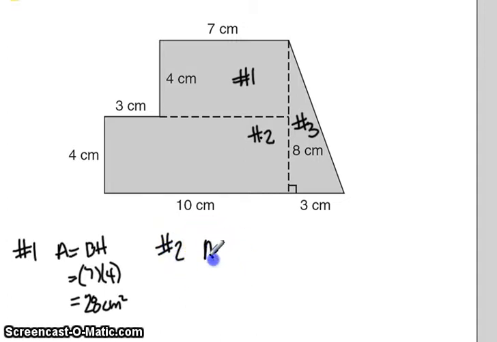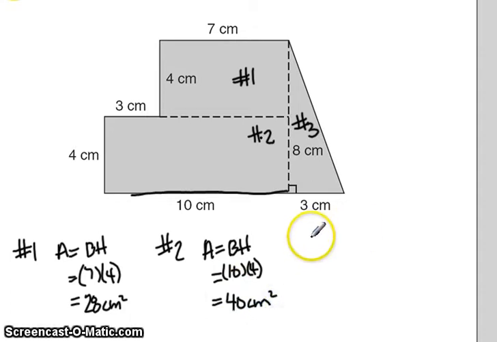Okay, let's figure out number 2. Again, we still have a rectangle, so we're going to use area equals base times height. Okay, the base of this rectangle is right here, so that's 10. The height of this rectangle is 4. So the area of shape number 2 is 40 centimeters squared.